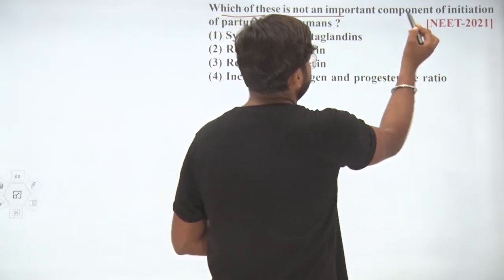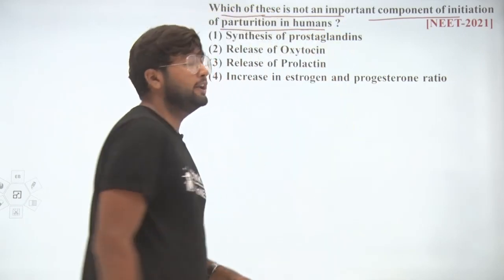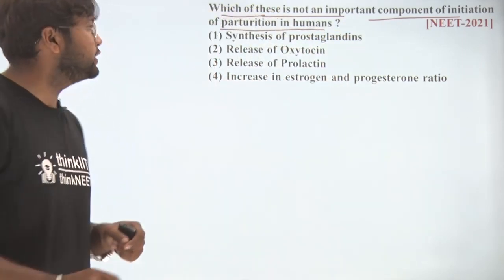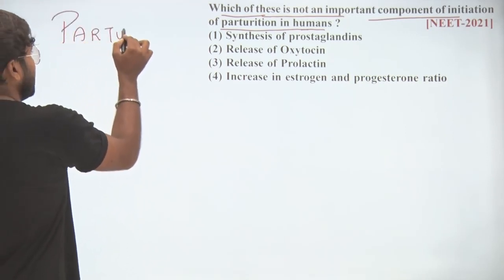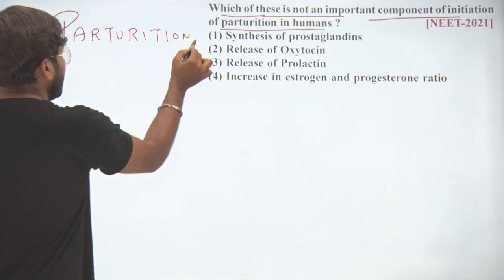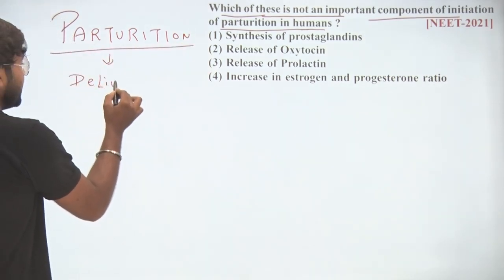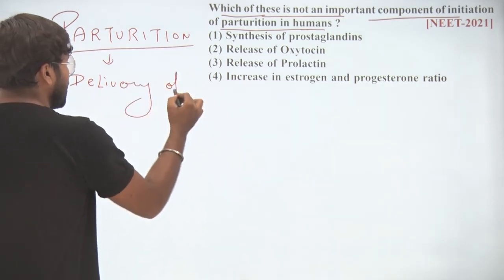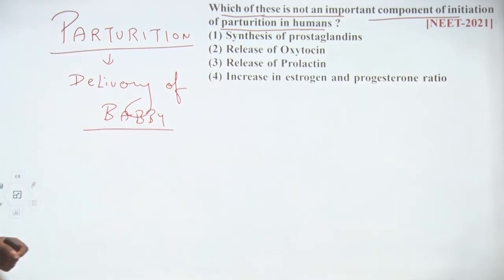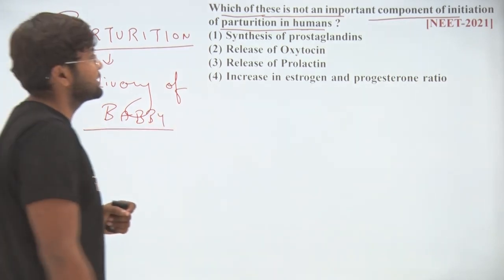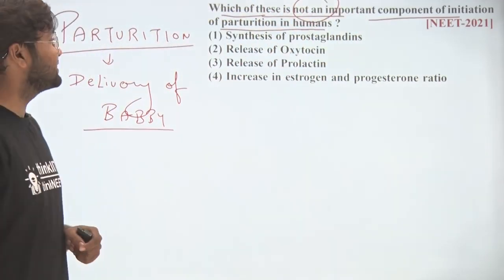Which of these is not an important component of initiation of parturition in humans? It is a question of NEET 2021. The question is asking about what? It is asking about parturition. Do you know what is named as parturition? Parturition means the delivery of the baby, right? The delivery of the baby is named parturition. So the question is asking which is not an important component, which is not necessary.